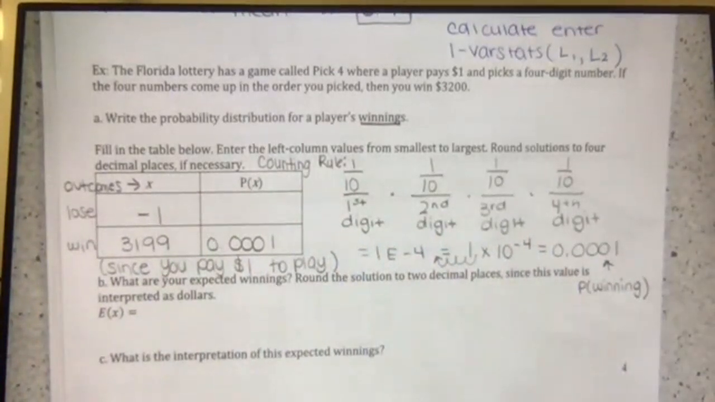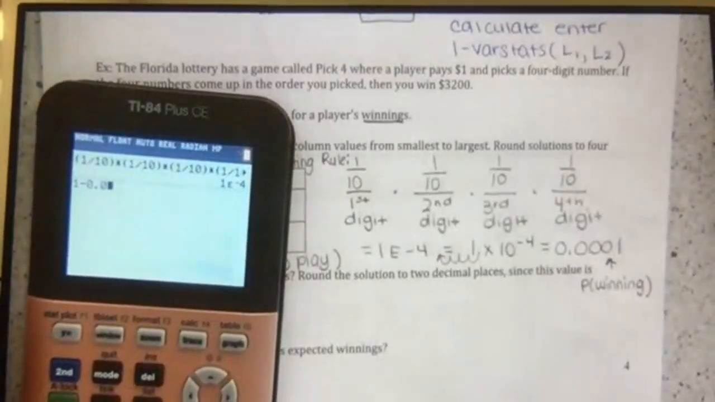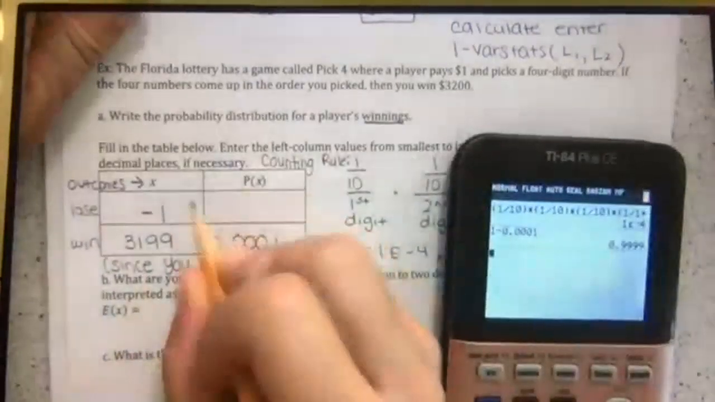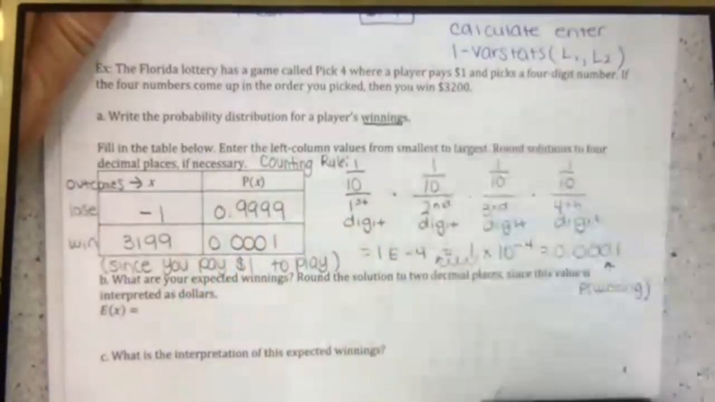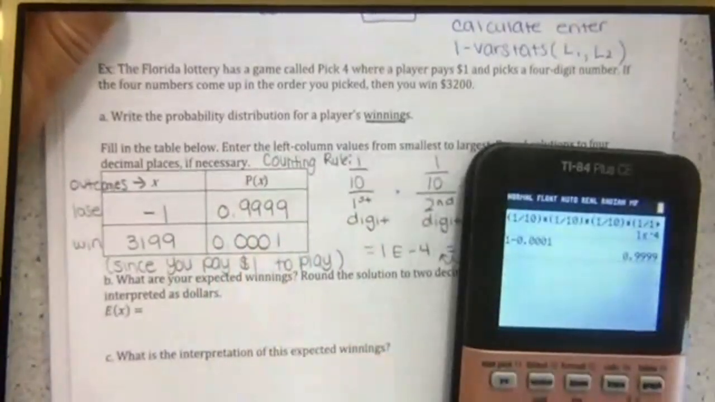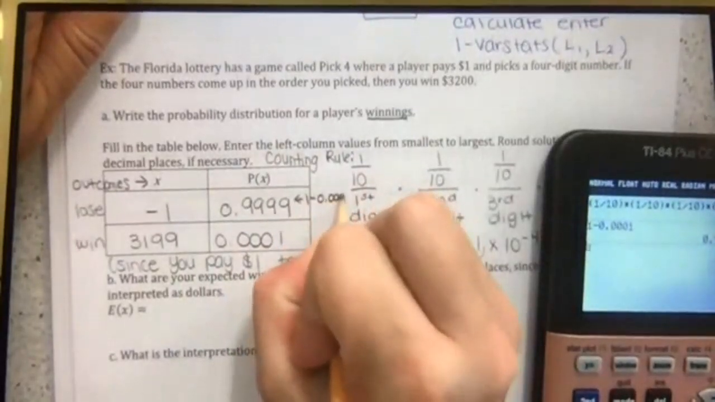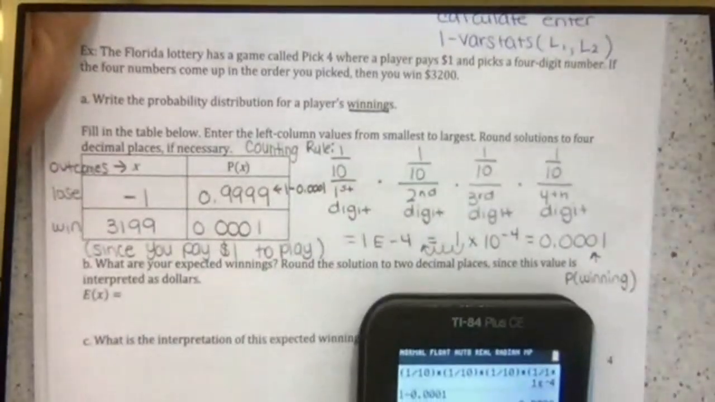Now you could do the same thing for losing. There's 9 wrong options out of 10 total. Or we know for our probabilities, they have to add up to 1. So I could just say, okay, 1 minus 0.0001. That's my probability of losing. So 0.9999. That's 4 decimals, so we're good. So 1 minus 0.0001. So that is our probability distribution.